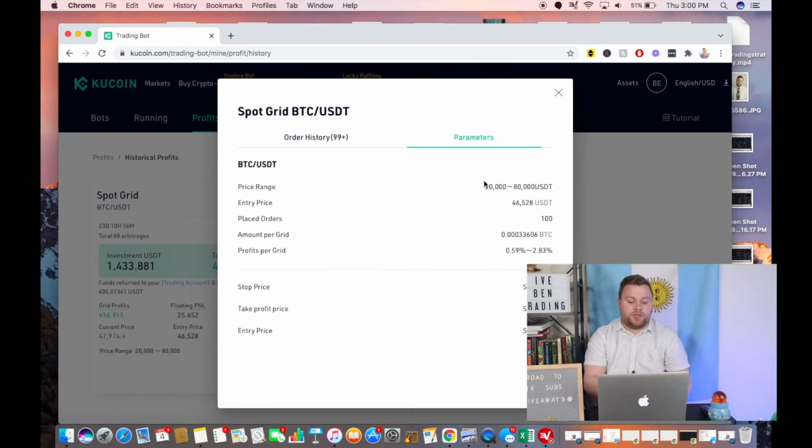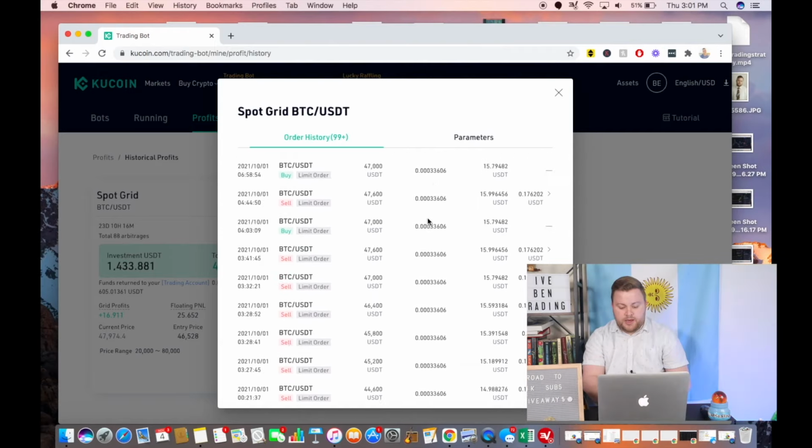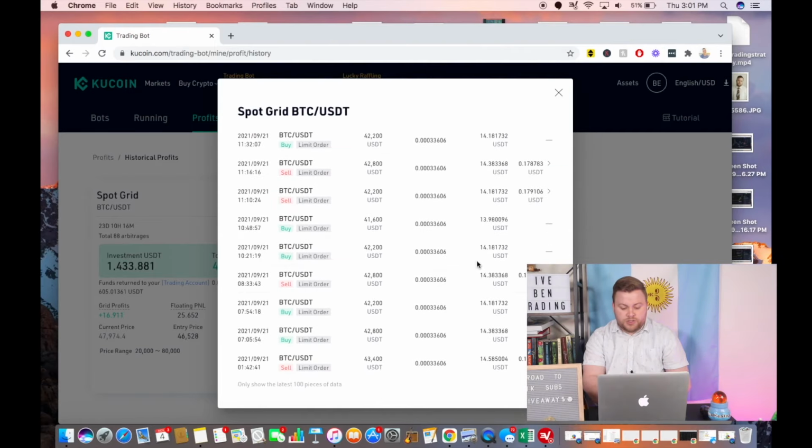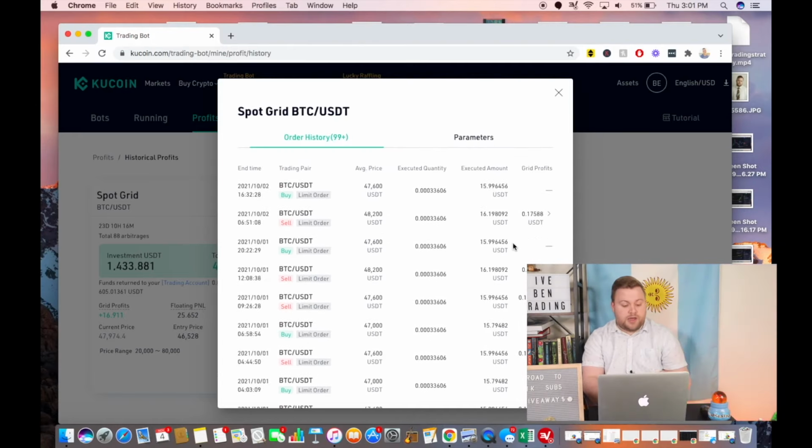I had it between 20,000 on the low end, 80,000 on the high end. I entered in at 46,000 and I put in 100 orders. The amount per grid was this amount, and then this is the profits between each grid. And so the orders just happened every basically $600 that Bitcoin moved up and down, and it would just fill orders, and the profits for each time was about 17 or 18 cents. And it was just going to consistently be that same amount.